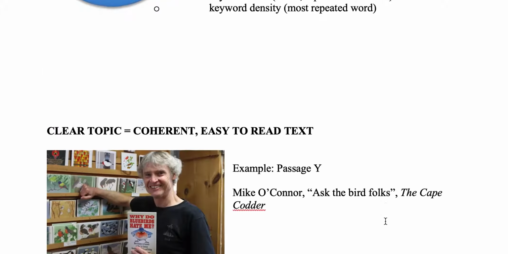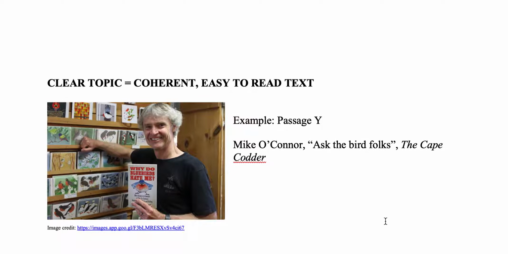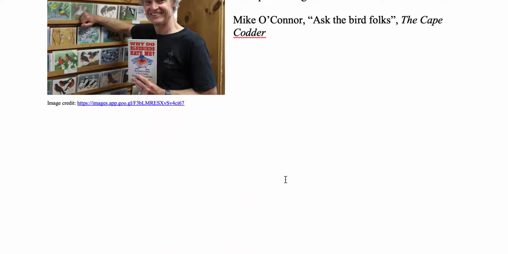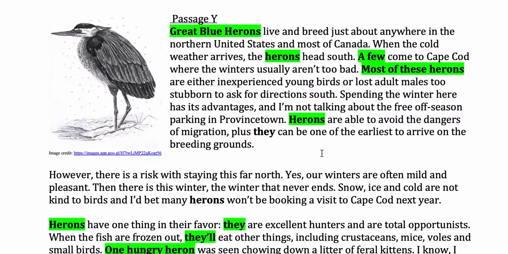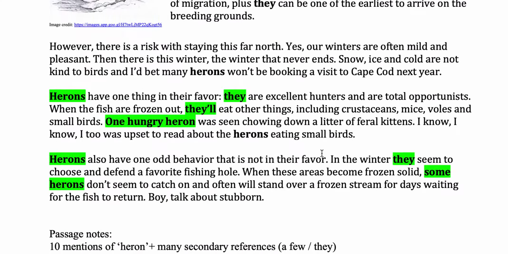And we can see an example of how this turns into coherent, easy to read writing with a passage. That's by a guy named Mike O'Connor. He's a bird watcher, and he has this article he writes for the Cape Codder newspaper called Ask the Bird Folks, where people write questions about birds and he answers them. And we get this example text, and it's pretty easy to see that this is a text about herons, right? There's some notes on this.